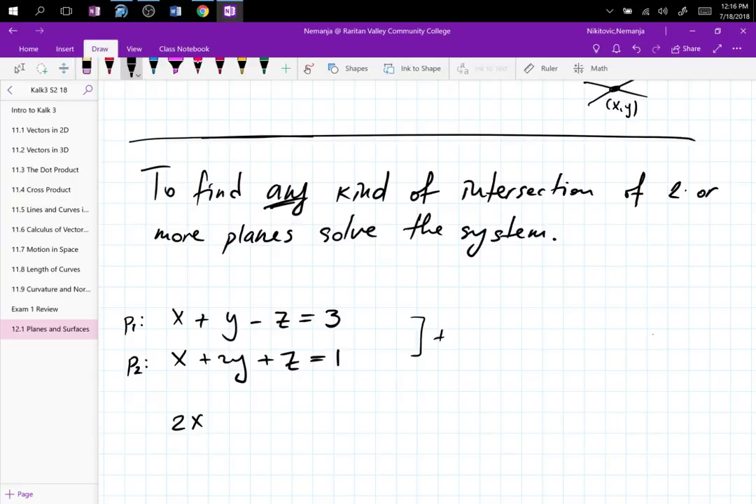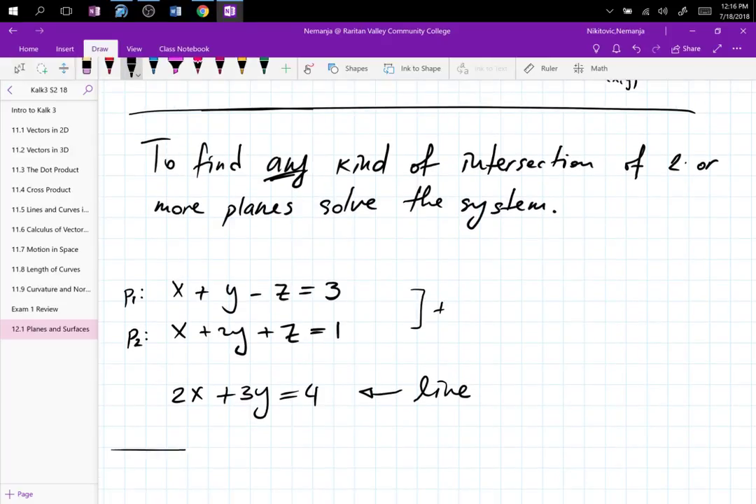So I have 2x plus 3y is equal to 4. That thing is a line. You can go and massage it into y equals mx plus b form if you want to, but this is the equation of a line. So these two planes intersect in a line. And that line can be graphed, and there you go.